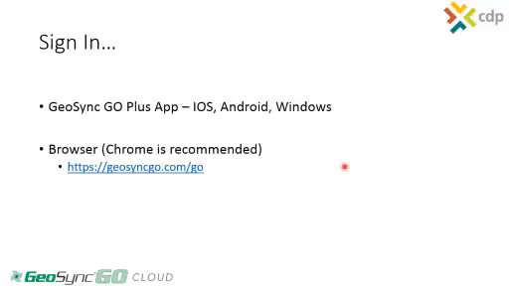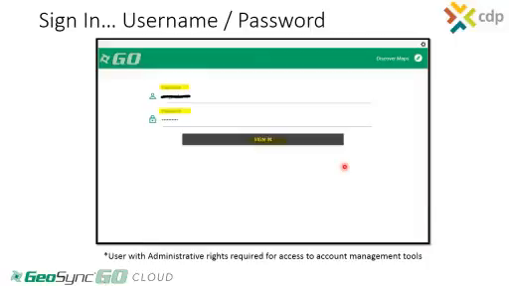To get into the administrative tools, you actually have to sign into the GeoSync GO app. You can get the app in two ways. One, you can go to the Play Store or the App Store, basically your app store, and install it for either iOS, Android, or Windows, or you can use a browser and access the GeoSync GO web-hosted app at geosyncgo.com/go. We do recommend using Chrome for the best experience.